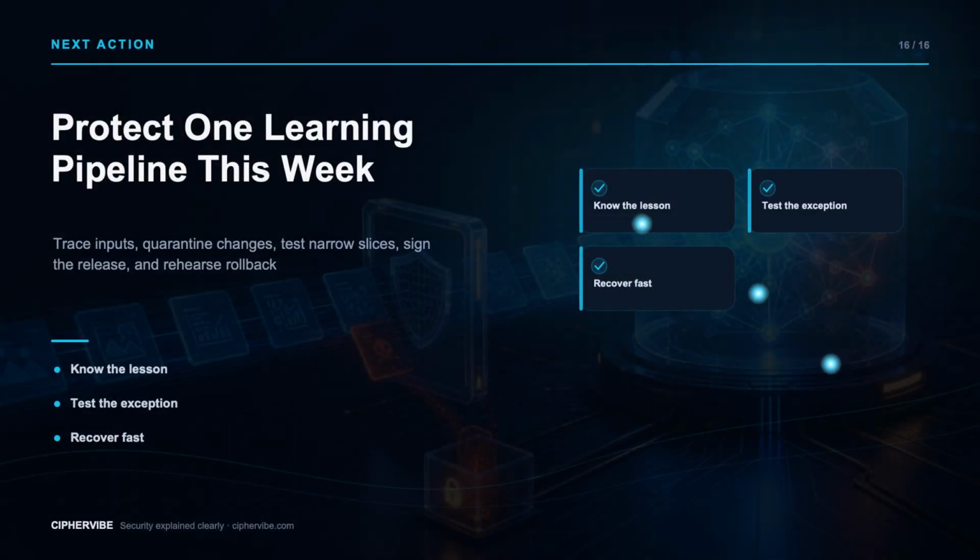Pick one AI application. Draw every path that can change its behavior. Training data, fine-tuning, feedback, retrieval content, model artifacts, and dependencies. Assign an owner to each path. Add provenance, quarantine, narrow slice tests, signed release evidence, staged promotion, and a rollback rehearsal.